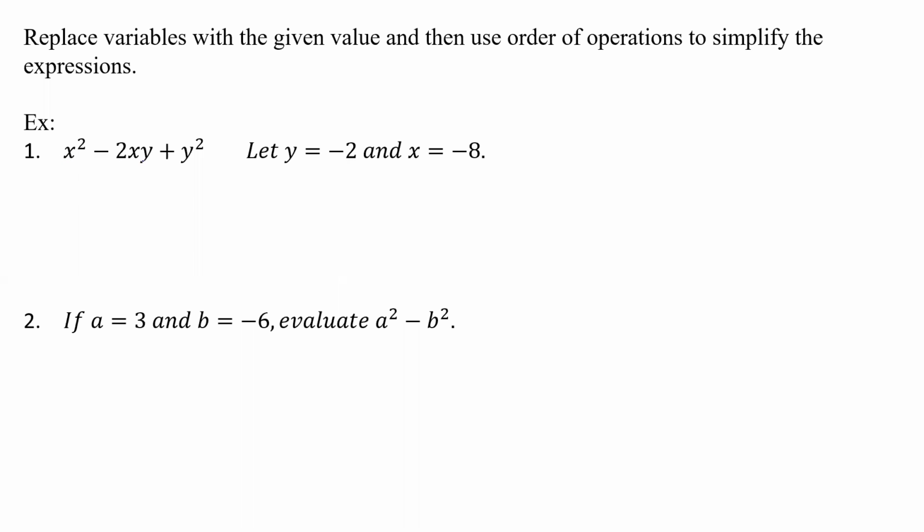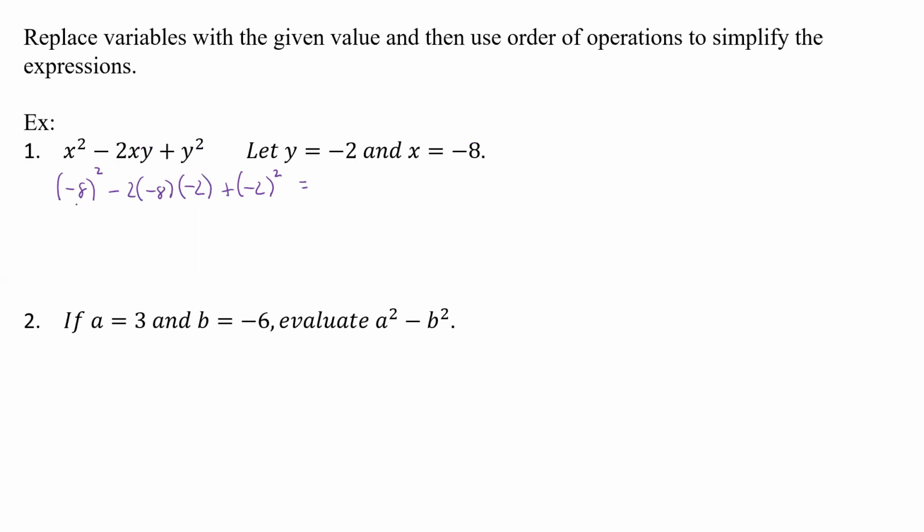And so what we have is the expression x squared minus 2xy plus y squared. And what we want to do is substitute y equals -2 everywhere there's a y, and x equals -8 everywhere there's an x. Okay, so let's write this out. So x squared, so x is -8 squared, minus 2 times x, which is -8, times y, which is -2, plus, and y is -2, then we're going to square it, okay?